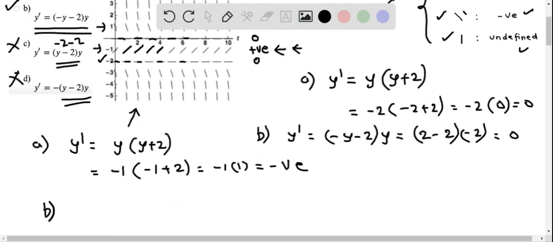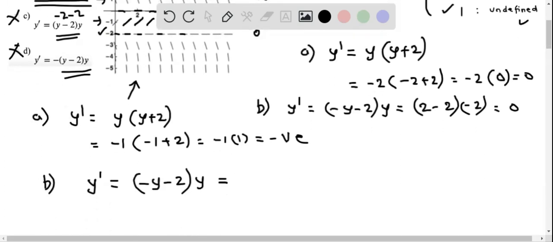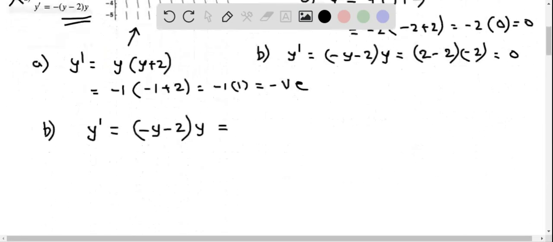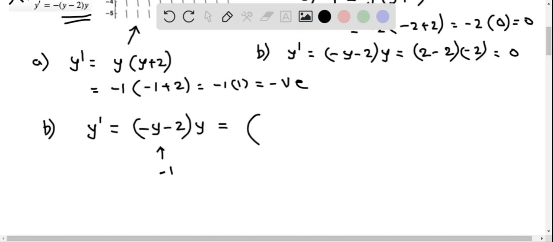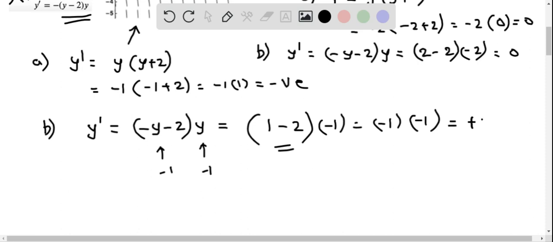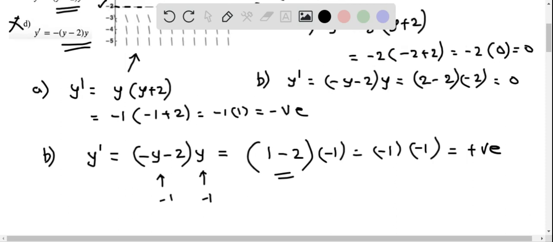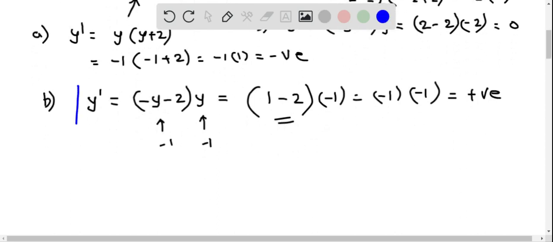So let's use the part B equation. We have y prime equals (-y minus 2) times y. I'm going to substitute y equal to -1 into this equation and see if I get a positive slope. When I replace y by -1, negative y becomes positive, and this becomes 1 minus 2. And here we replace y by -1, so this becomes -1. So 1 minus 2 is -1, and -1 times -1 is positive. Clearly this equation satisfies the condition. Therefore, the equation given in part B, y prime equals (negative y minus 2) times y, is the equation that corresponds to the given slope field.